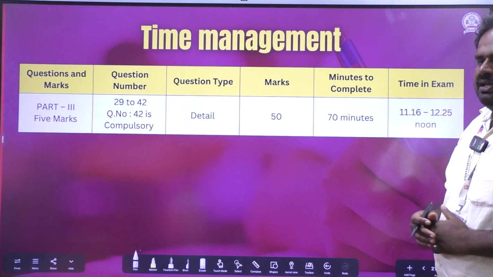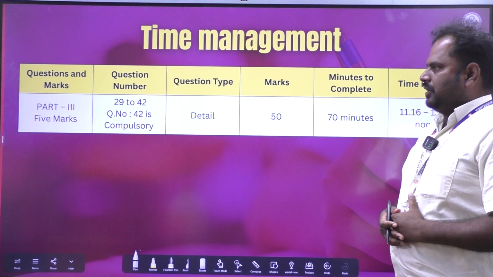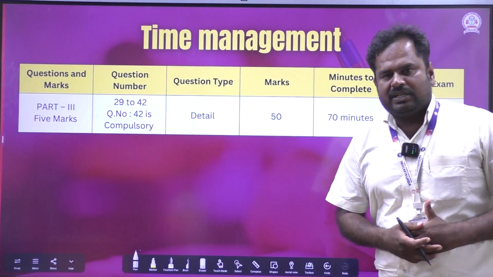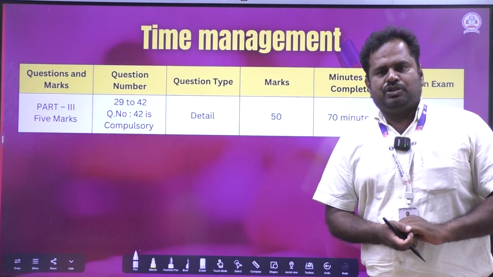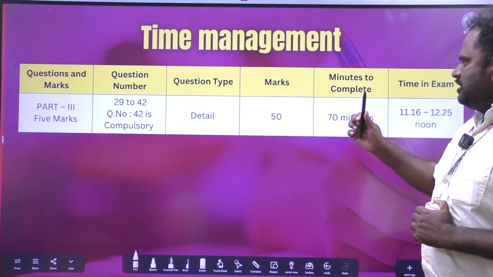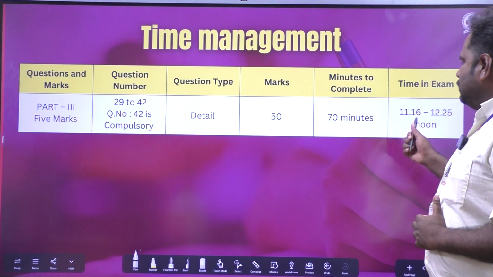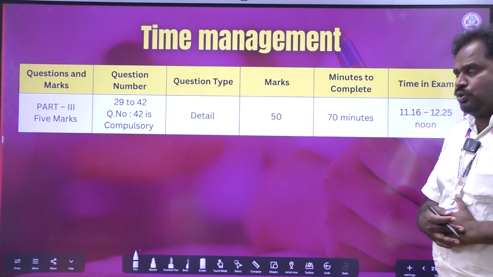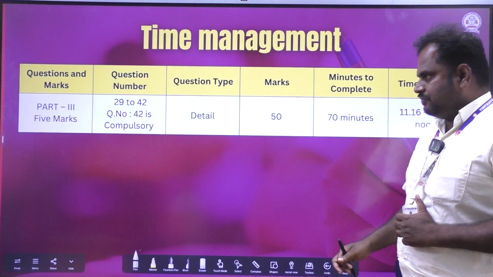Part 3 is essay type question or detailed answer. Question number 29 to 42. 42 is a very compulsory question. You have to take 70 minutes for this part, from 11:16 to 12:25 noon.